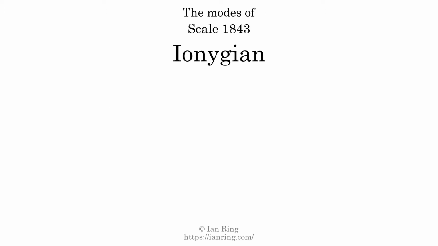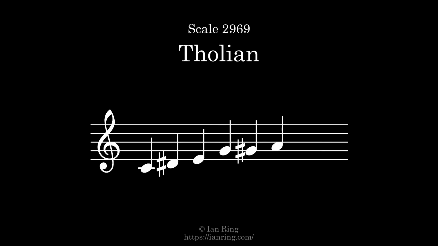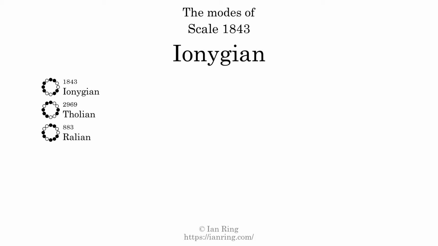This scale has 7 modes. The first mode is itself. The second mode is scale 2969, also known as Tholian. It sounds like this. The third mode is scale 883, also known as Raelian. It sounds like this.